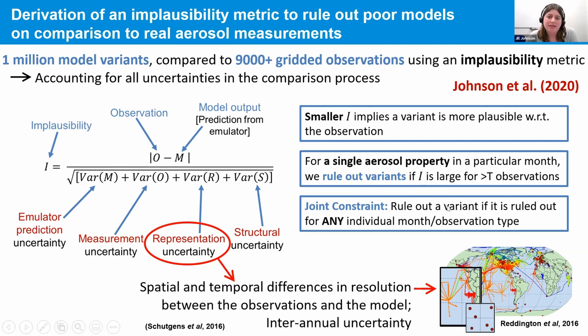The idea here is that the smaller the value of this implausibility metric I, the more plausible that model variant is with respect to that given observation. So we evaluate this for all our variants over all our observations, and we bring those together for our constraints in as robust a way as we possibly can.